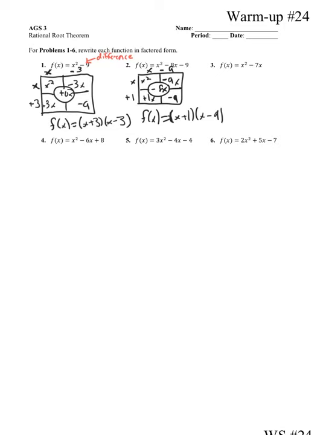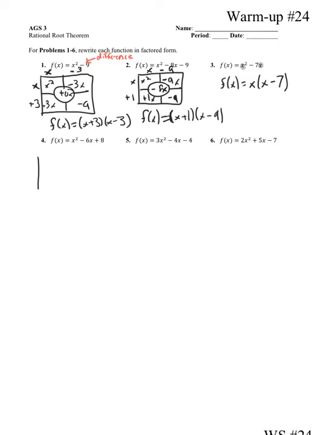Problem 3, I have a common factor of x in both terms. So for this one, factored form is really just going to be x times x minus 7. I can pull x out of both terms. And now I've got like an x minus 0 times an x minus 7, basically, is what it looks like. All right.